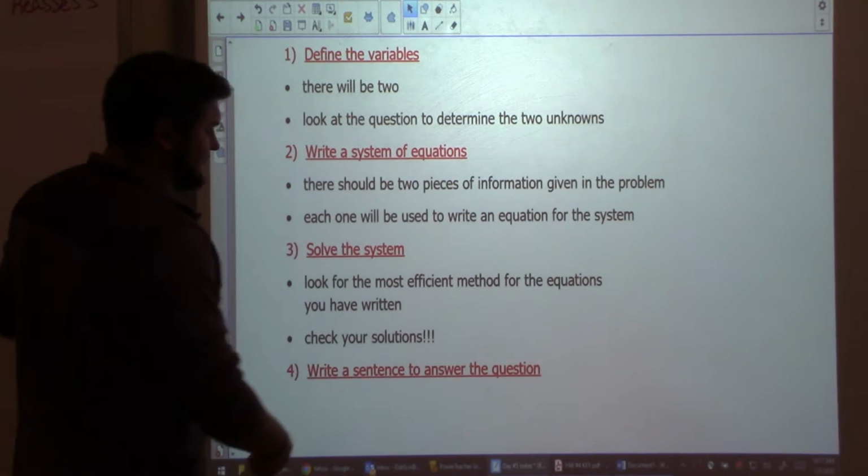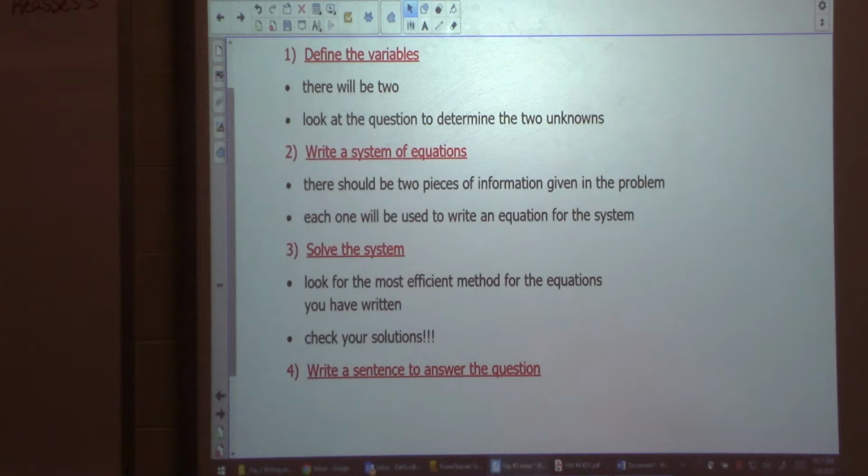And then the difference with our answers is we're writing a sentence to answer a question, right? They ask us a question, we should write a sentence to answer. We're not going to write an ordered pair anymore. Not when it's a word problem.